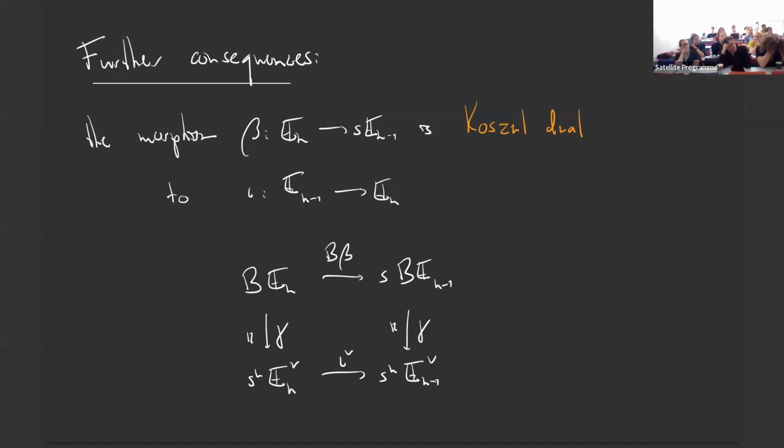And I can look at these equivalences gamma that I got from my previous theorem. So these go between the bar construction of En and the suspension of the linear dual of En, similarly over here. And I'm saying that this diagram commutes. So if I put these gammas here, these equivalences, then the bar construction of beta here corresponds to iota here, or maybe the Spanier-Whitehead dual of iota. So in this sense, beta and iota are Koszul dual.